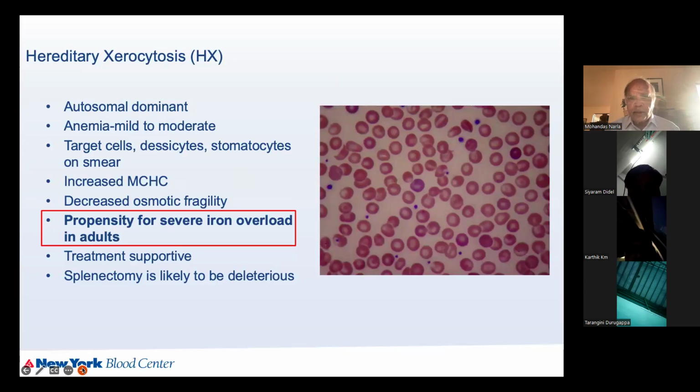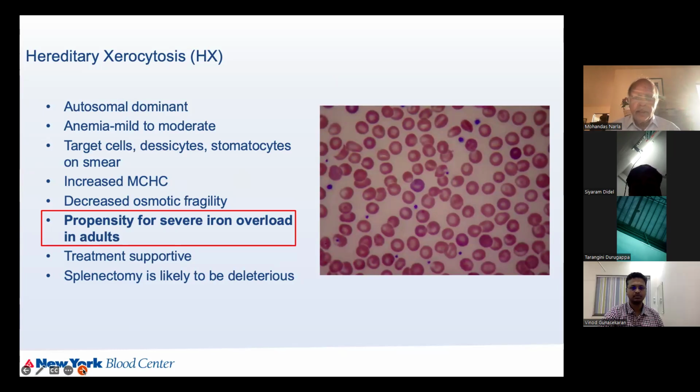This is an autosomal dominantly inherited disorder. Anemia is mild to moderate. Target cells, vesicocytes and stomatocytes are seen on smear. And the important feature is increased mean cell hemoglobin concentration. Because the cell is losing water and there's the same amount of hemoglobin, the concentration of hemoglobin within the red cell increases markedly, say from 33 to 37 or 38 grams per deciliter.